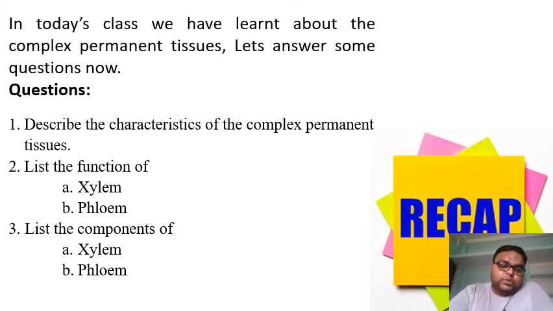The xylem conducts water from the root to all the parts of the plant, and similarly, the phloem conducts the prepared food, right? It transports the prepared food from the leaves to all the parts of the plant, right? Okay. Now, what are the components of xylem? Who will tell me? Yes. So basically there are four components of xylem, right? Tracheids, vessels, xylem parenchyma and xylem fibers, right?